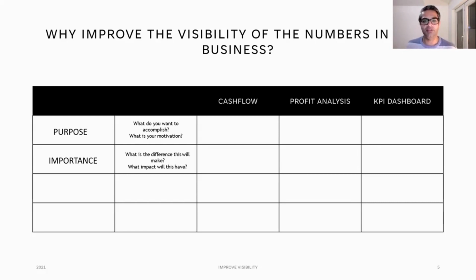What about the profit analysis? What impact, what difference will this make? Maybe you might not be selling things at a loss or at a small profit. So fill out those three areas under cash flow, profit analysis, and KPI dashboard. What's the importance? What's the biggest difference that knowing these things in these categories will make for you? You want to describe it in a little bit of detail as well. So let's do that.